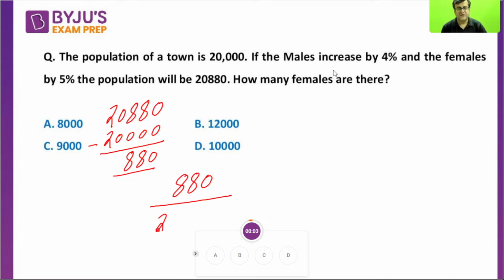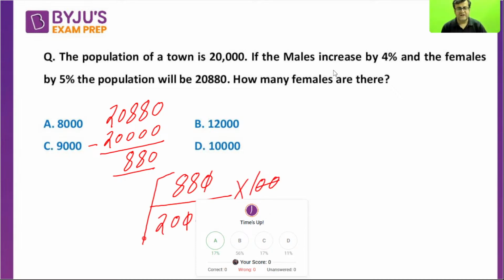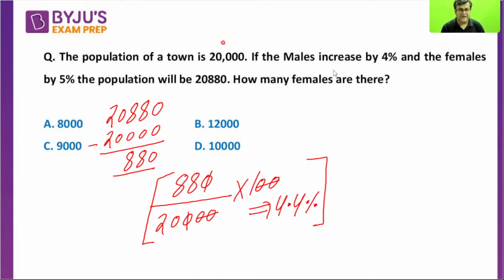880 is the increase on 20,000 into 100. So 2 zeros, 2 zeros. So finally increase 4.4%. This is clear. If 20,000 was the value, finally 20,880, so it means 880 is the increase on 20,000 into 100. So 4.4% is the final increase.